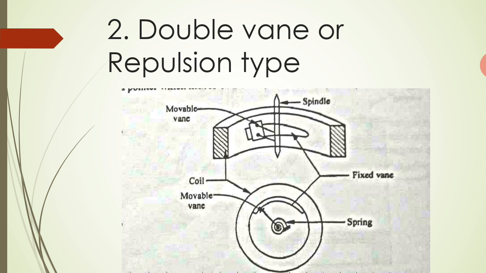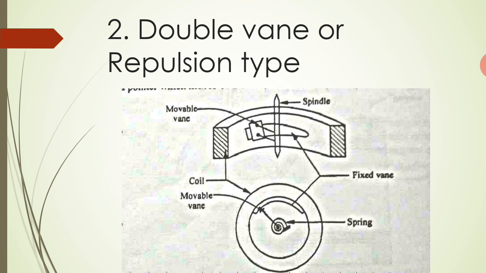In this instrument, we have two vanes inside the coil. One is fixed and the other is movable. The moving vane carries a pointer which moves over the calibrated scale. Now the working principle of the double vane repulsion type.